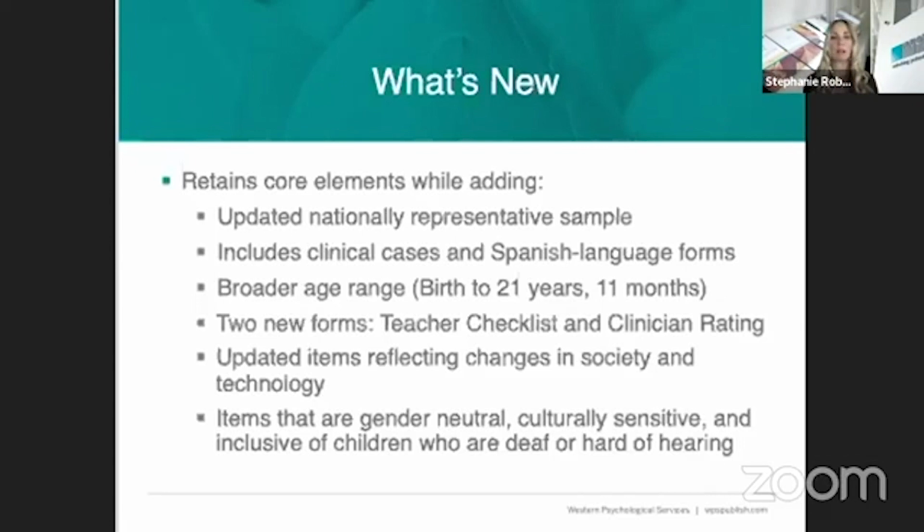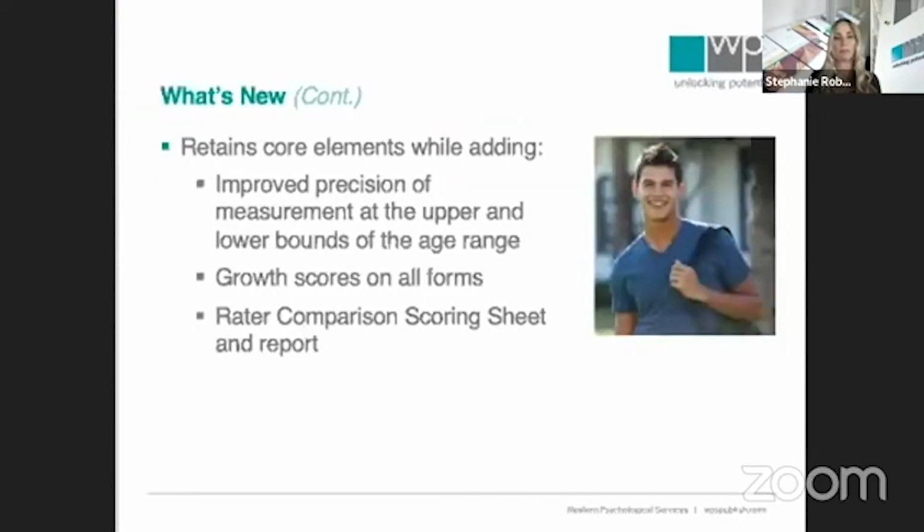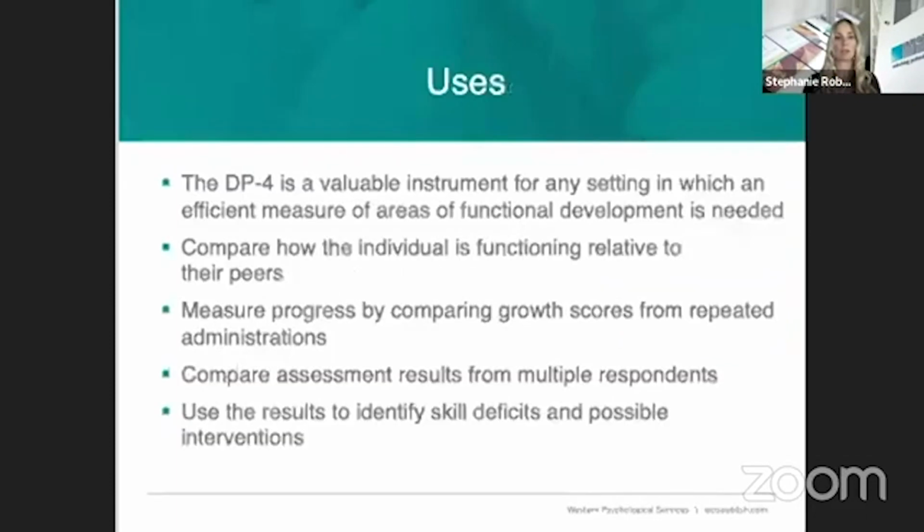And there are updated items, obviously reflecting changes in society and technology. There are also items that are gender neutral, culturally sensitive, inclusive of children who are deaf or hard of hearing, which is very important that the items are reflecting those qualities. Also, there is improved precision of measurement at the upper and lower bounds of the age range. There are growth scores on all forms, and we have an additional rater comparison scoring sheet if you're hand scoring, but we also have a rater comparison report if you are utilizing the DP4 on the WPS online evaluation system.